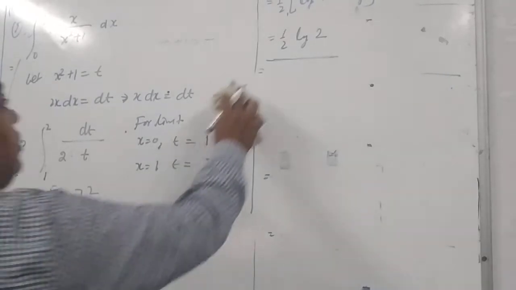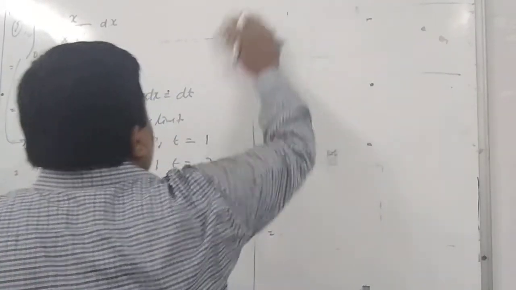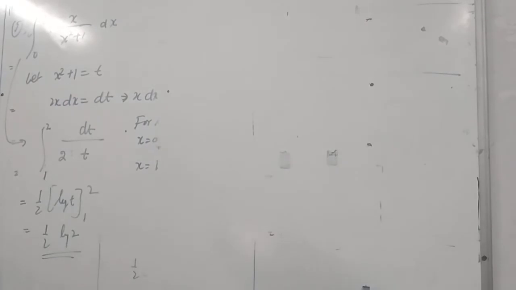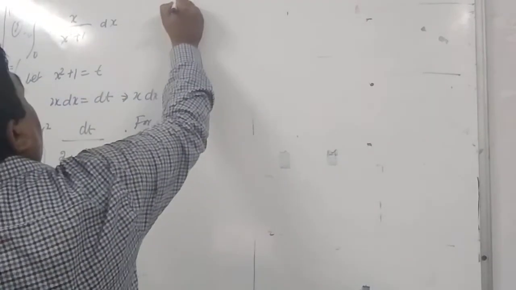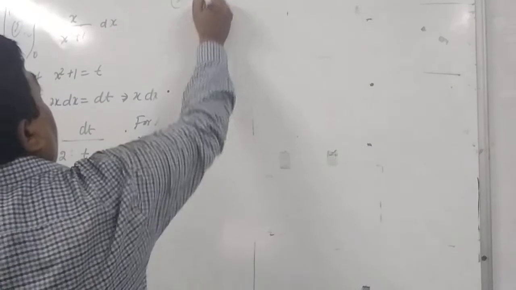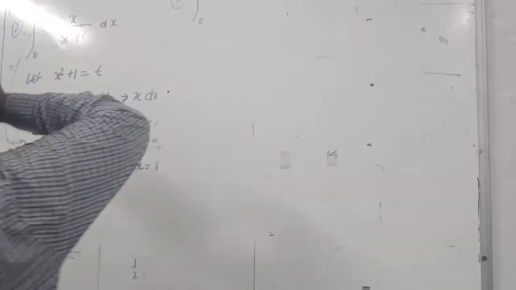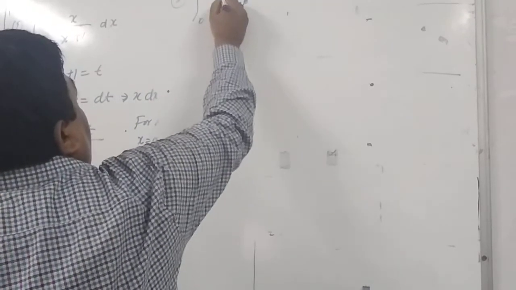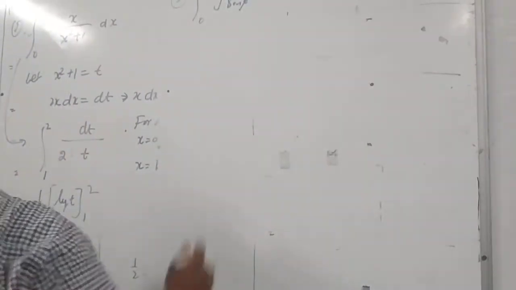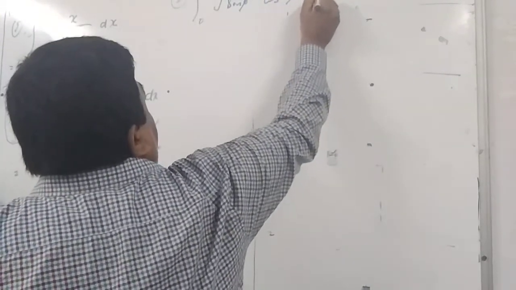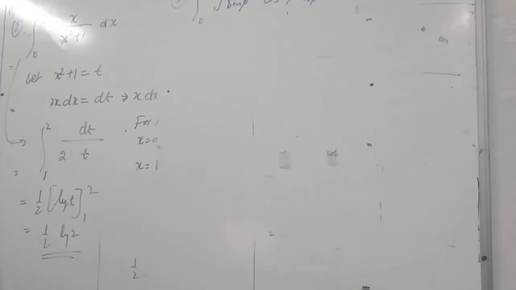One very interesting question from trigonometry, substitution case. Question number 2: the integral from 0 to pi by 2 of sin phi times the square root of cos to the power 5 phi, d phi.